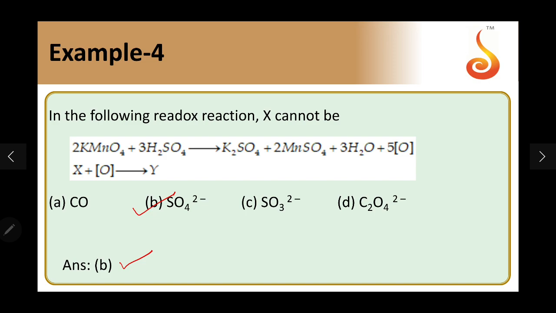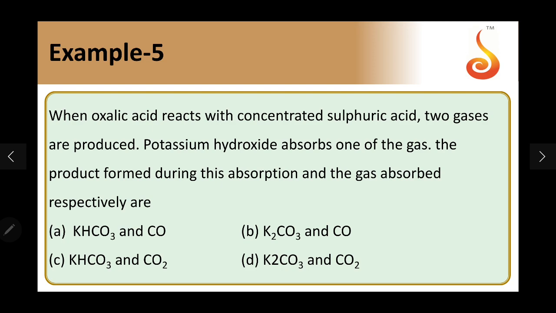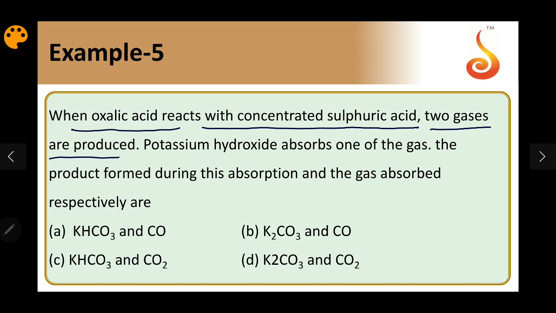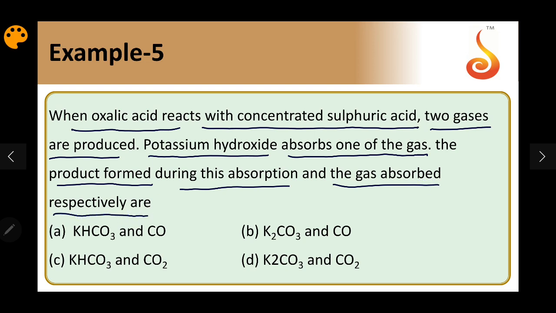Example 5. When oxalic acid reacts with concentrated sulfuric acid, two gases are produced. Potassium hydroxide absorbs one of the gases, and the product formed during this absorption and the gas absorbed respectively are. Okay, so we'll go to the solution.